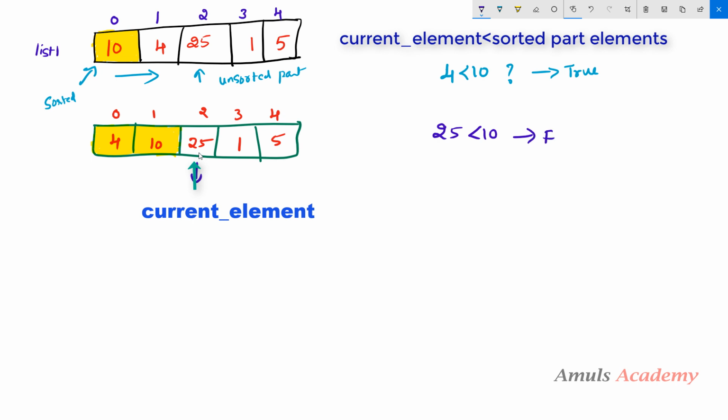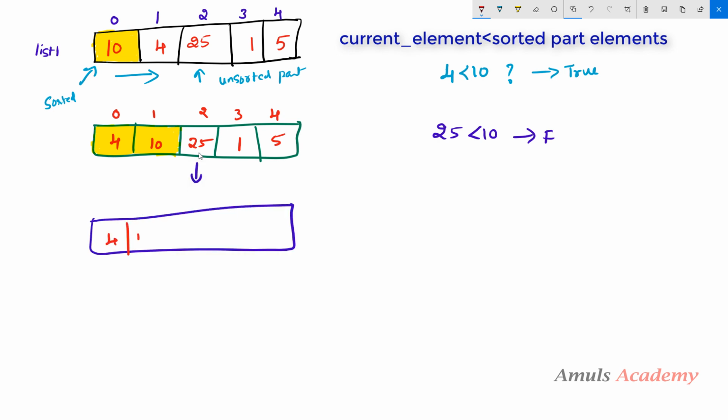We can see in the algorithm, if the element which is present in the unsorted part is greater than the sorted part element, then leave as it is. So that is nothing but 25 is greater than the sorted part element. So we can insert it in the same index. So we'll get 4, 10, 25, 1 and 5. So now 25 is in the sorted part, because we compared 25 with the sorted part elements and it is greater than them. So we'll mention it in the same index. Okay, so now 25 is sorted.